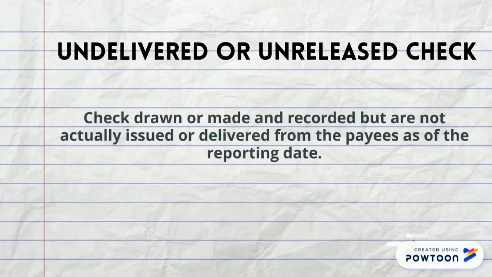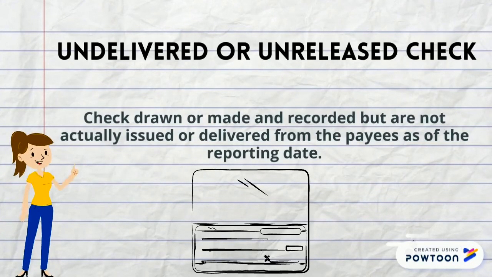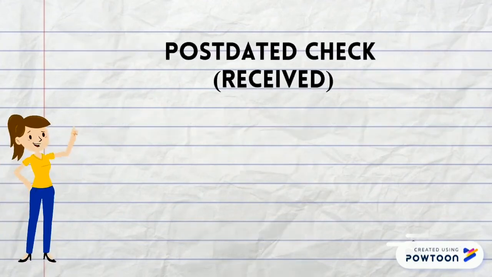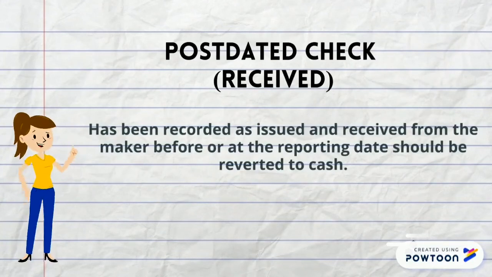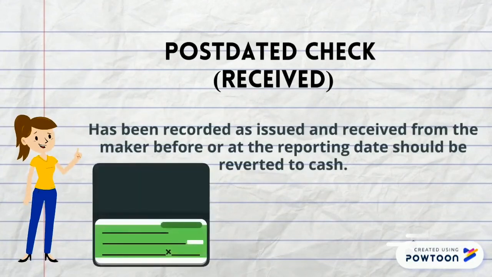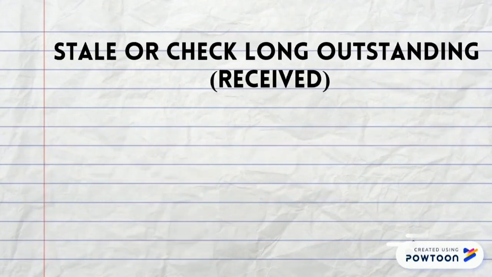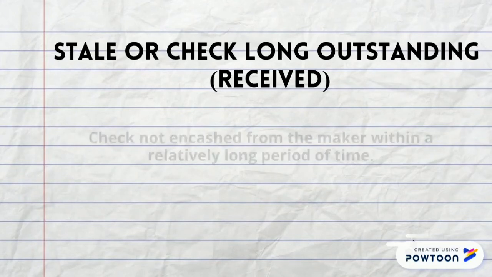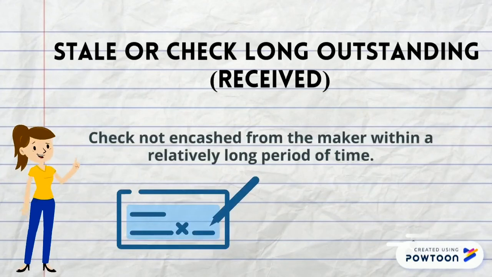An undelivered or unreleased check is one that is merely drawn and recorded but not given to the payee before the end of the reporting period. A post-dated check received is a check made and received from the maker, but it bears a date subsequent to the end of the reporting period. And lastly, a stale check or check long outstanding received is a check not encashed from the maker within a relatively long period of time.